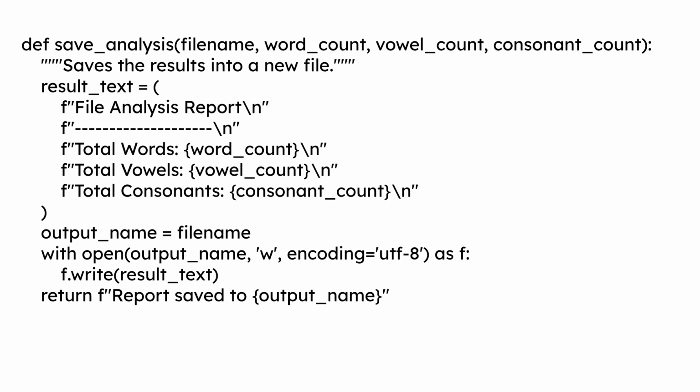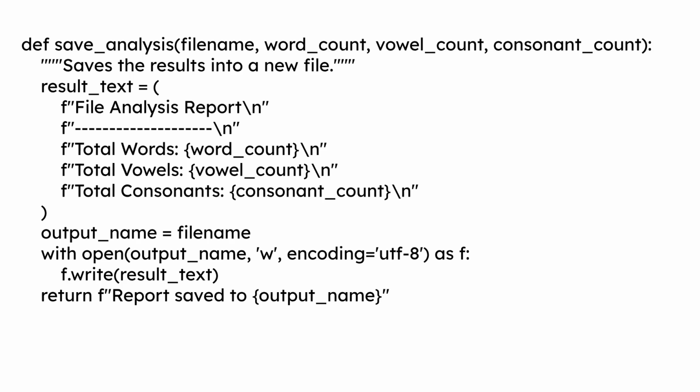Now we arrive at our third and final kitchen station, the save analysis function. If the first two functions were our peeler and our slicer, think of this one as our packaging and plating station. This is where we take all of our processed ingredients, put them together, and serve them up beautifully for the customer. Let's see how this formatting station works line by line.